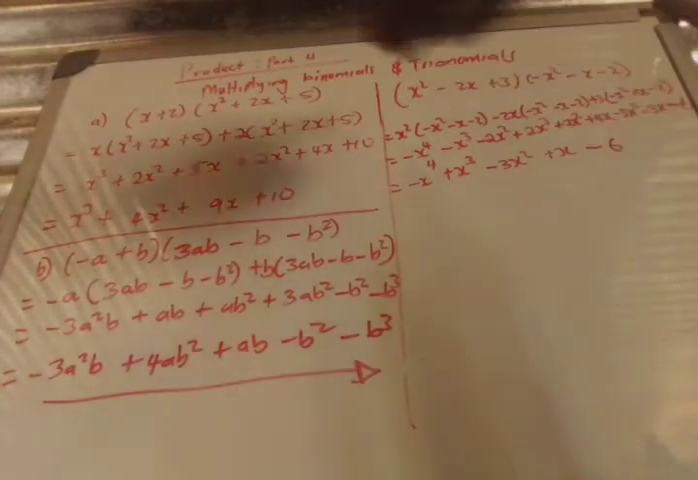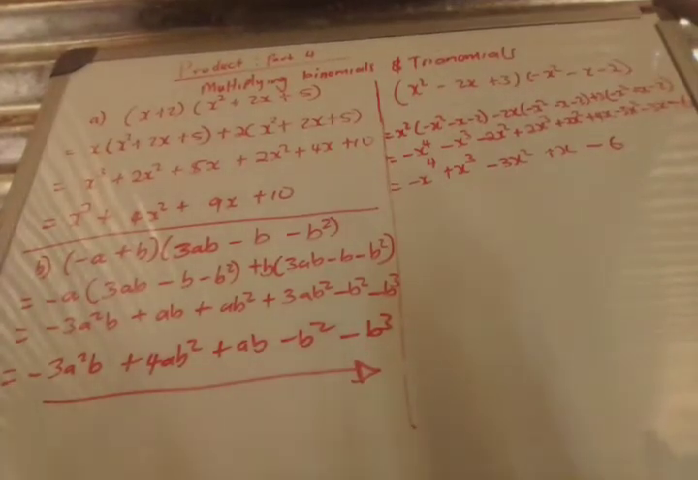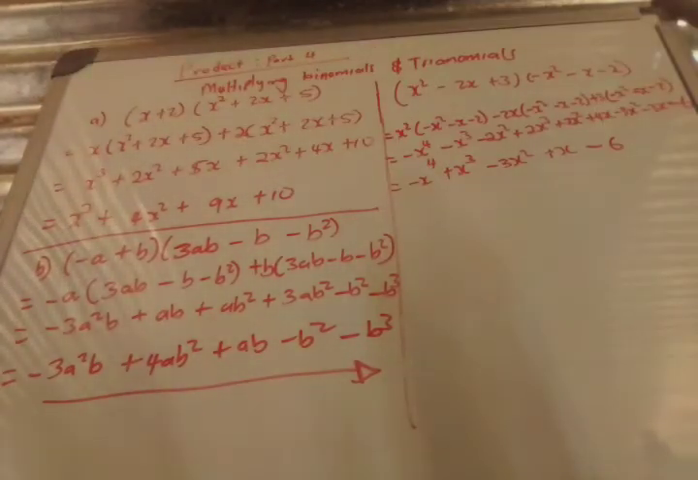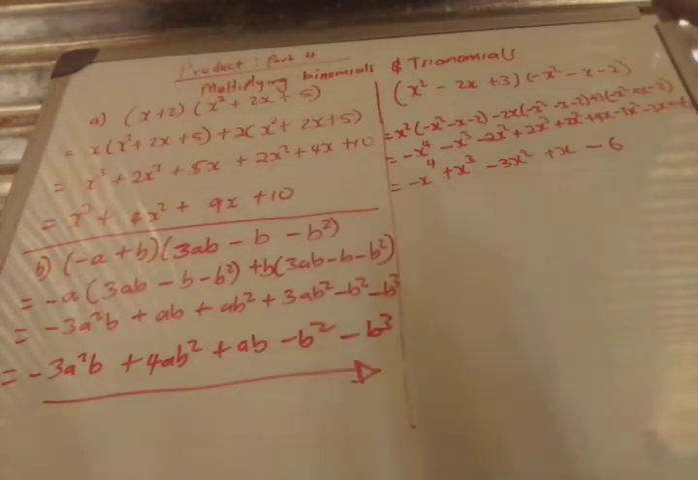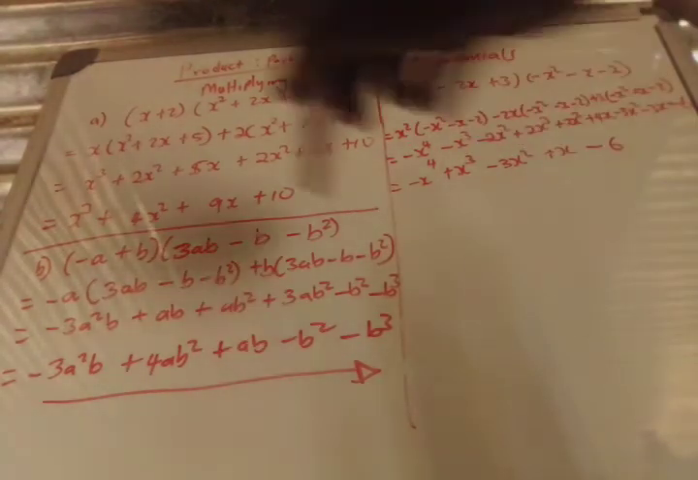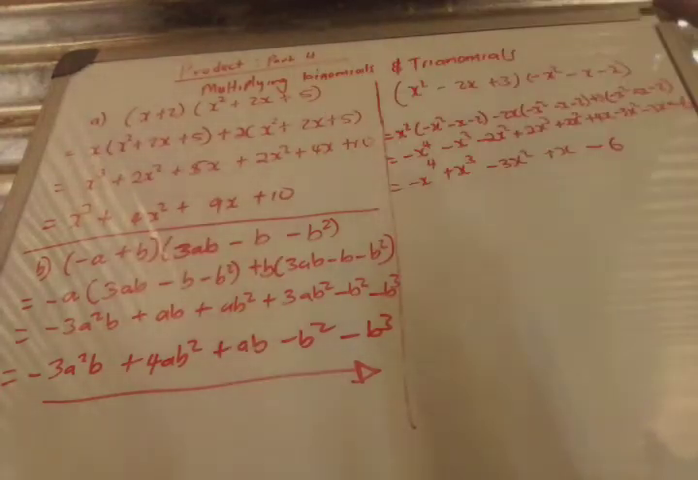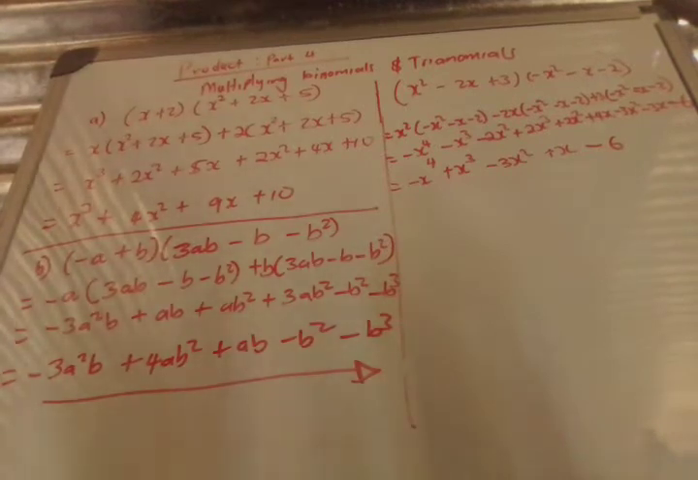Then from here I'll simply look for the like terms. x cubed has no like term, so I'll just write it as it is. 2x squared plus 2x squared are like terms with the same sign, so it's going to be 4x squared, and 5x plus 4x is going to be 9x, and 10 has no partner, so I'll just write it as it is. This means that our final answer is x cubed plus 4x squared plus 9x plus 10. So that's the first part.